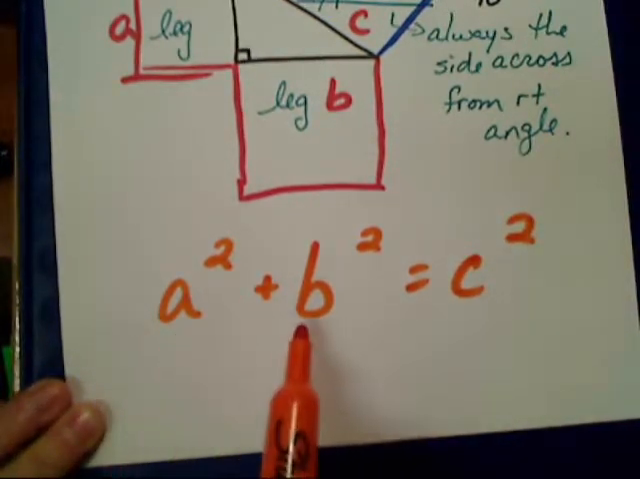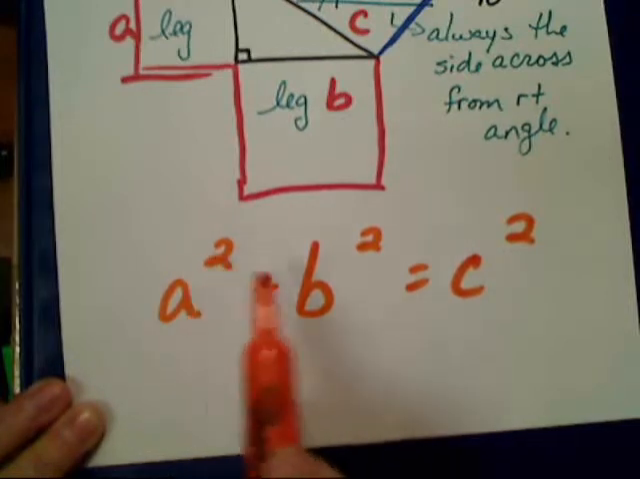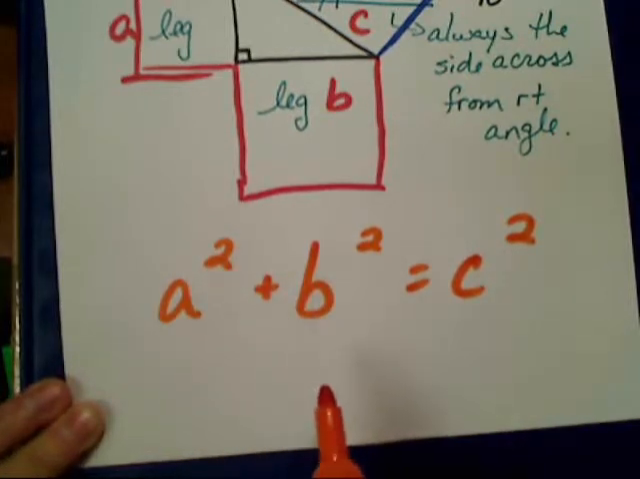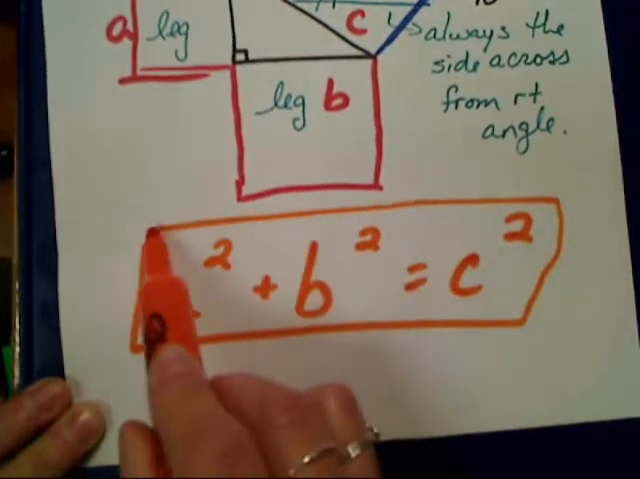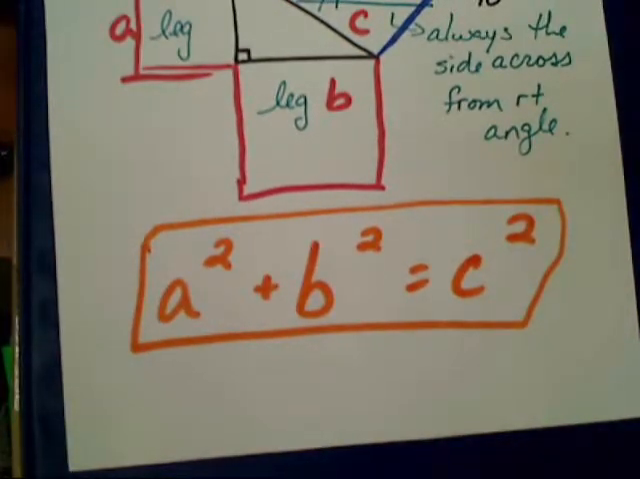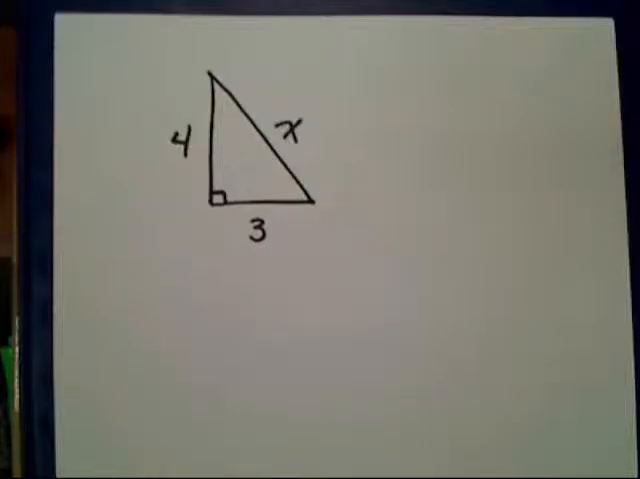That's why it does not matter which one's A and B, because you'll square them and then add. And remember, the order of addition does not matter. So this is Pythagorean's theorem: A squared plus B squared equals C squared. Now let's come up with a couple of examples.